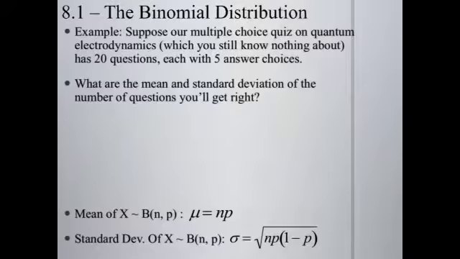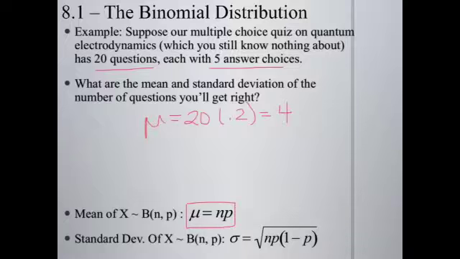So, suppose we still have the same question that we began with. Suppose our multiple choice quiz on QED, which we still know nothing about, has 20 questions and 5 answer choices. The mean, remember the formula I wrote right down here for you. This is on the reference sheet. So the mean is n times p. N is 20, and p is 0.2, which gives me 4. The standard deviation is the square root of n times p times 1 minus p. So 20 times 0.2 times 0.8, and that gives me 1 point something.